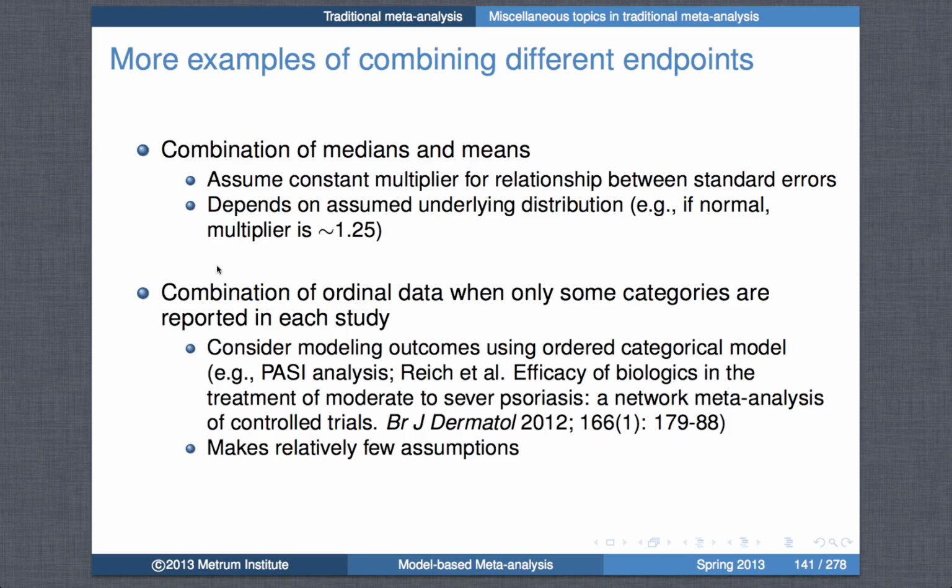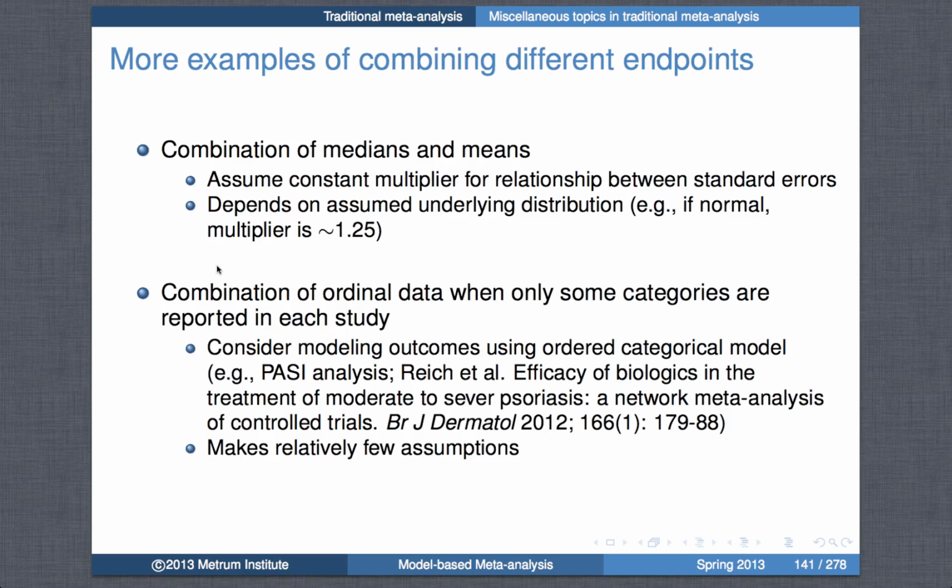And lastly, if we have ordinal data, and some studies are only reporting certain categories of that, and other studies are reporting other categories. The example that comes to mind here is in psoriasis, working with the PASI score, or PASI responder rates. You see an analogous sort of thing in rheumatoid arthritis when working with ACR scores. In the PASI, you might have PASI 50, PASI 75, and PASI 90 that correspond to 50%, 75%, and 90% improvement from baseline. With ACR, you might see ACR 20, ACR 50, and ACR 70. Those are 20, 50, and 70% improvements in those scales.